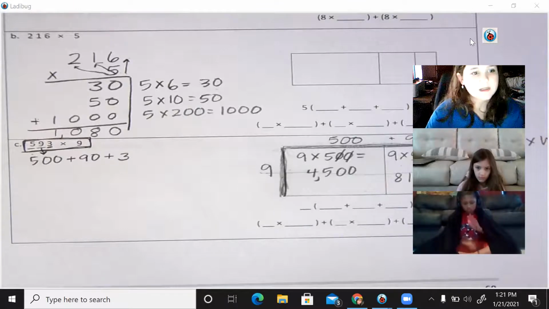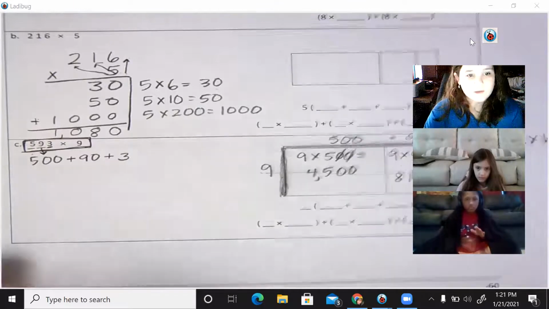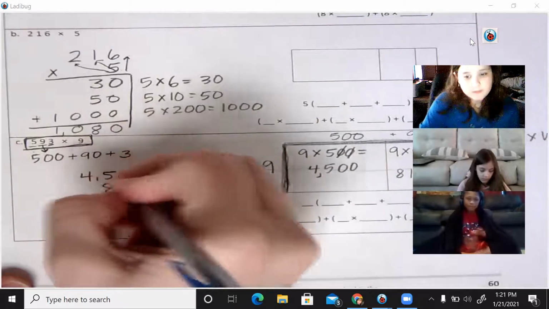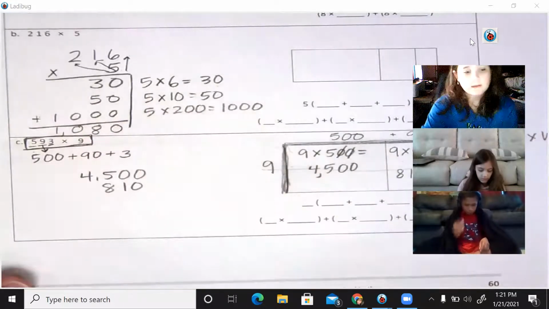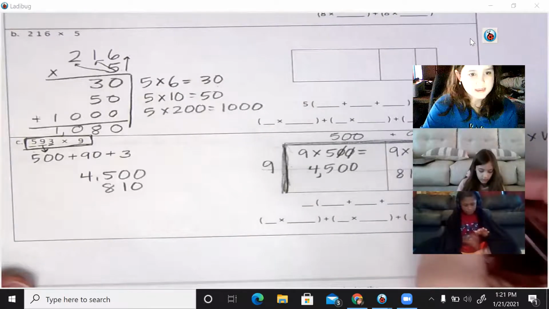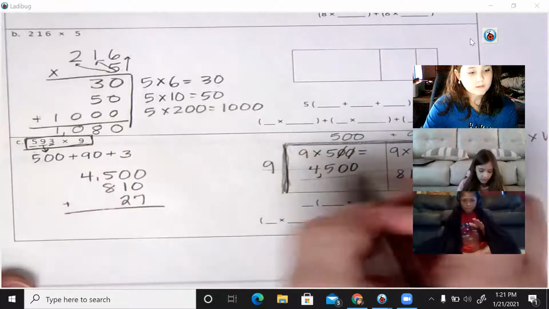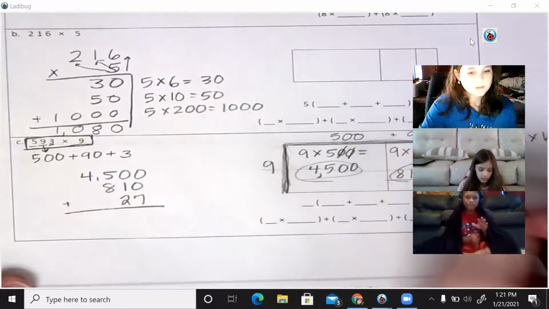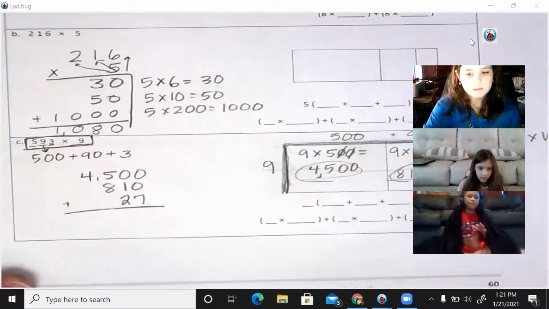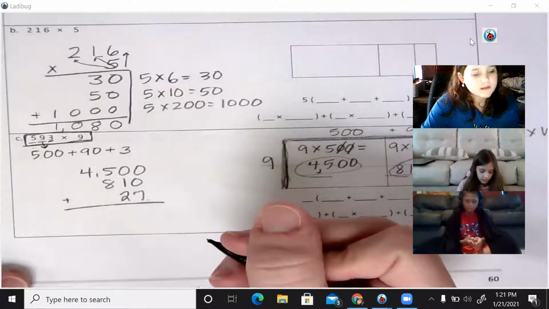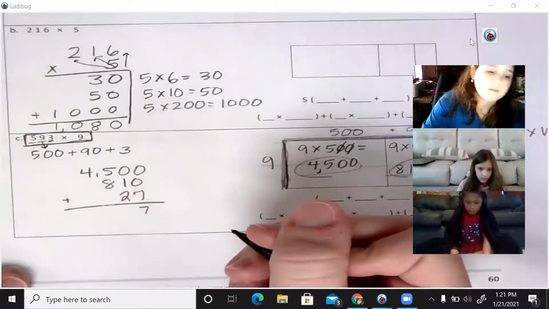We need to add 4,500, 810 plus 27. Okay, so now, Olivia, we're taking our 4,500, 810, 27. I rewrote them, lining them up. Go ahead and add up my ones, please. 7 plus 0 plus 0 equals 7.